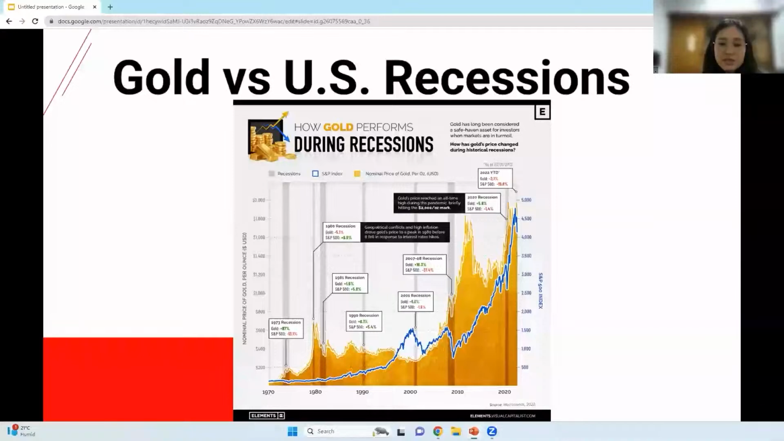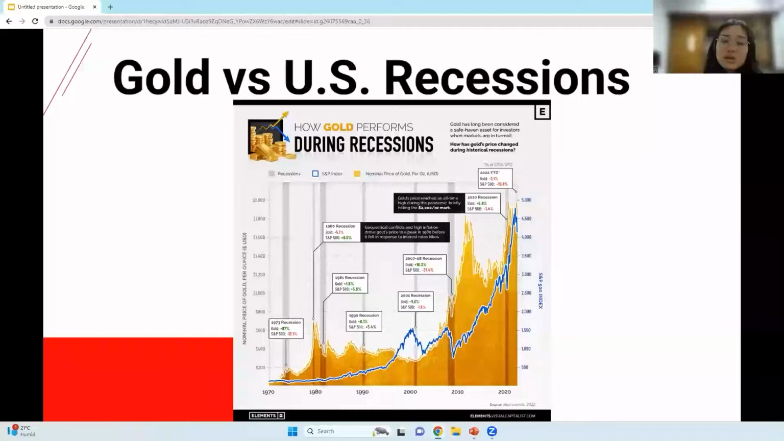Okay, so in this graphic here, we're talking about how gold's value increases traditionally during recessions. So gold has been traditionally considered a safe haven asset for investors when markets are in turmoil. So how does gold hold up when the economy tumbles? Okay, so this graphic uses data from macro trends to highlight gold's price movements during recessions and compares it to the changes in the S&P 500.